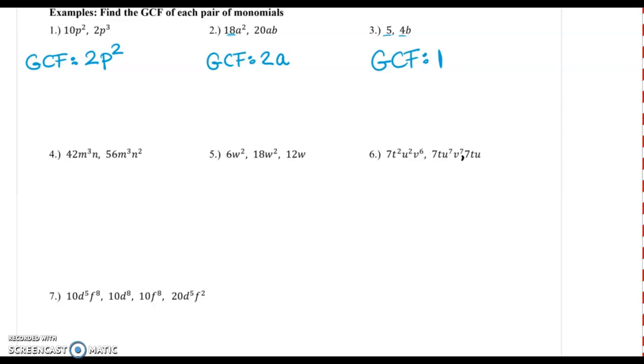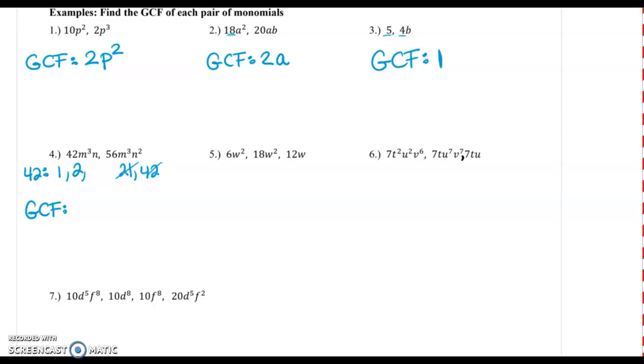For number 4, again, we're going to look at our numbers first. As your numbers start to get larger, if the greatest common factor doesn't make itself clear to you, you can always start with a smaller number and list the factors using that rainbow method. So 1 and 42. 42 obviously doesn't go into 56. 2 and 21. 21 also does not go into 56.